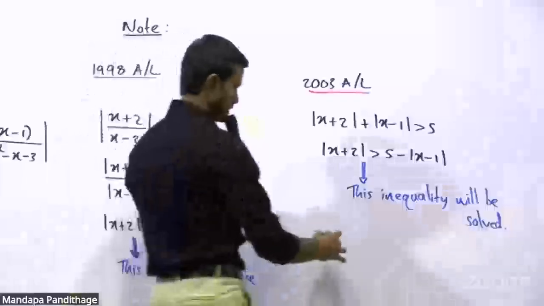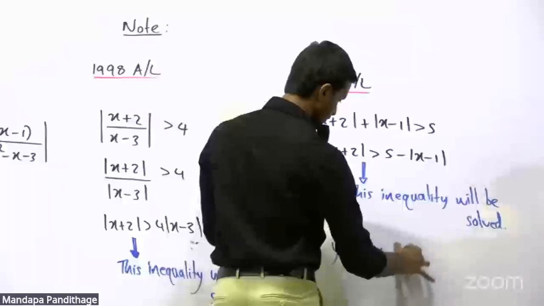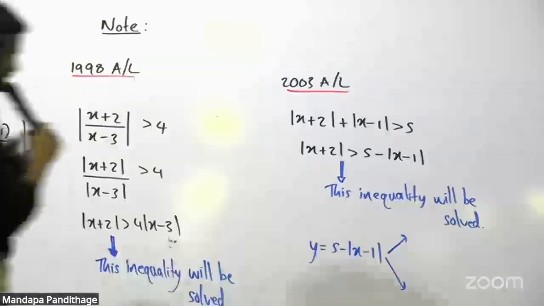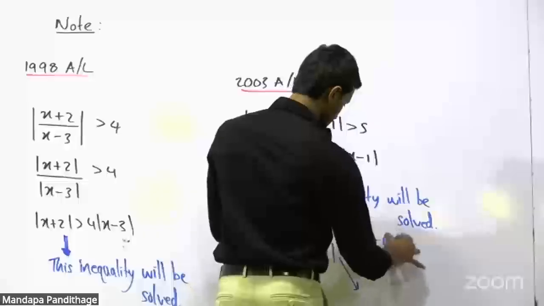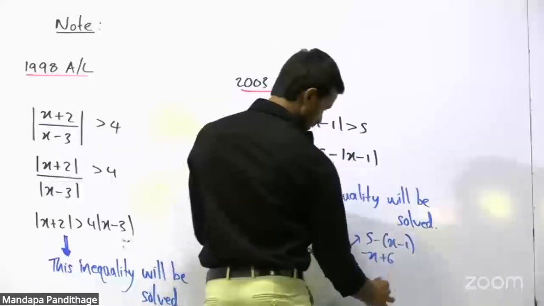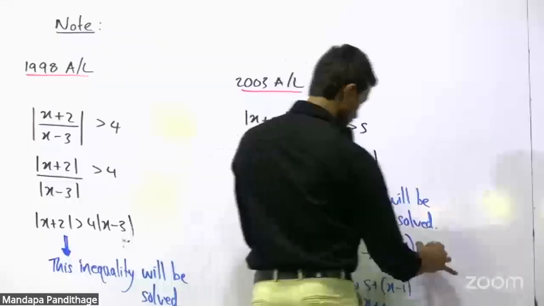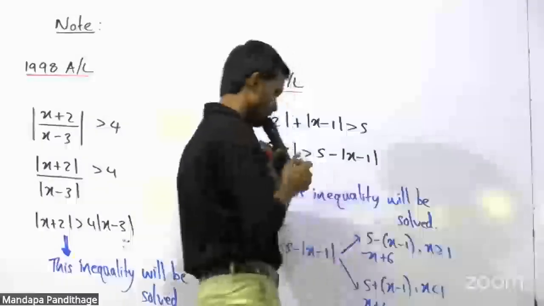Draw the graph of y equals. Do this alone, everyone. I need to see that you have raised your hands when I asked. Then do the 2003 question. So when you write the definition of this, you get 5 minus x minus 1, which gives you minus x plus 6, and this becomes plus, so it's x plus 4. This is when x is greater than or equal to 1, and this is when x is less than 1.